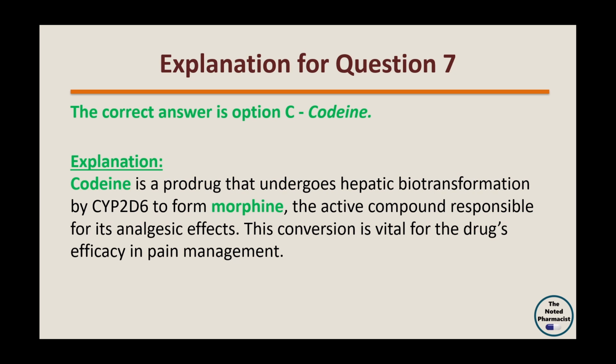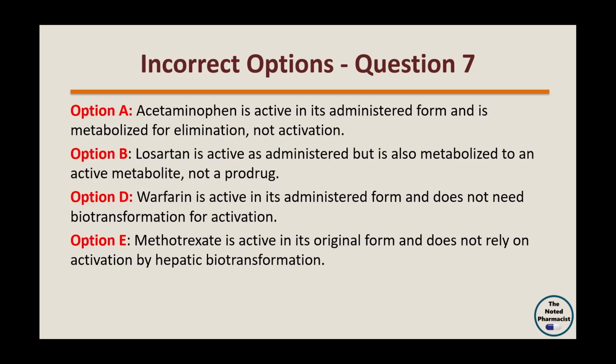Here is the explanation for incorrect options. Option A is incorrect because acetaminophen is not a prodrug. It is active in its administered form and undergoes metabolism for elimination rather than activation. Option B is incorrect because losartan is active in its original form; although it is further metabolized to an active metabolite, it is not a true prodrug.